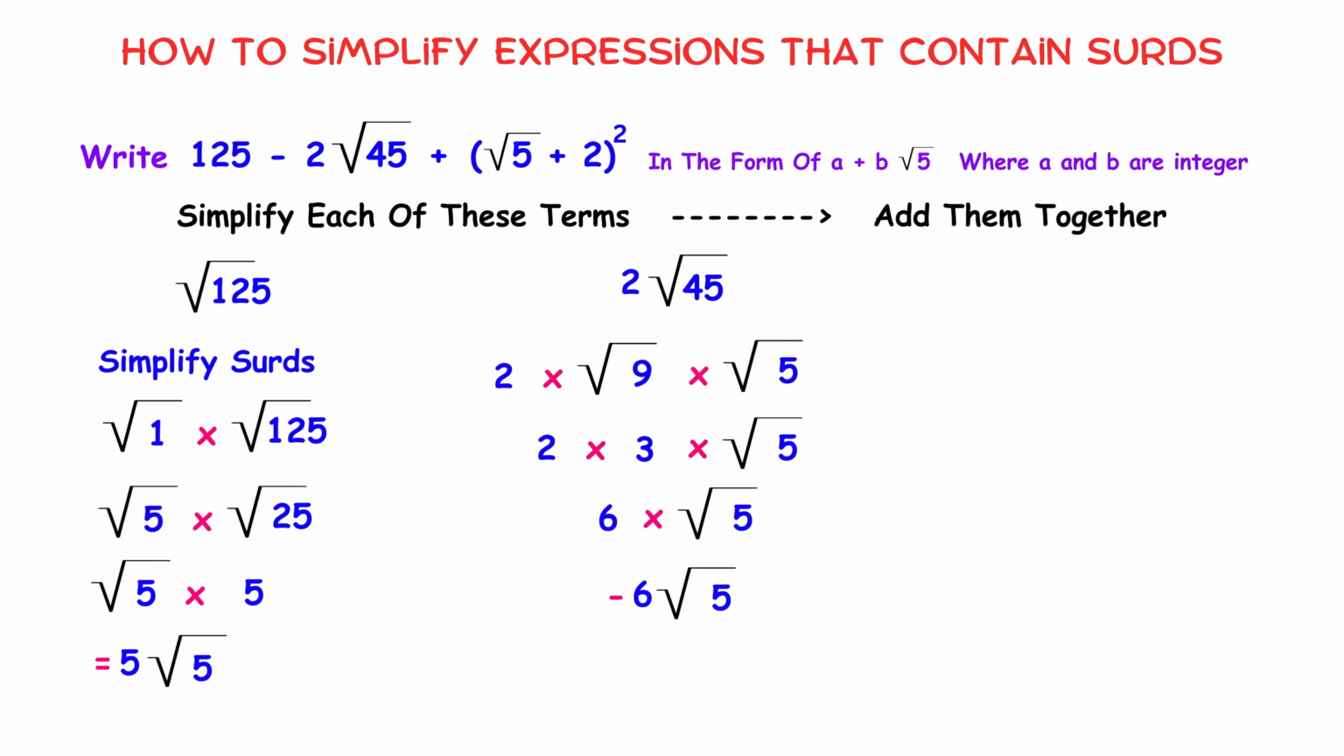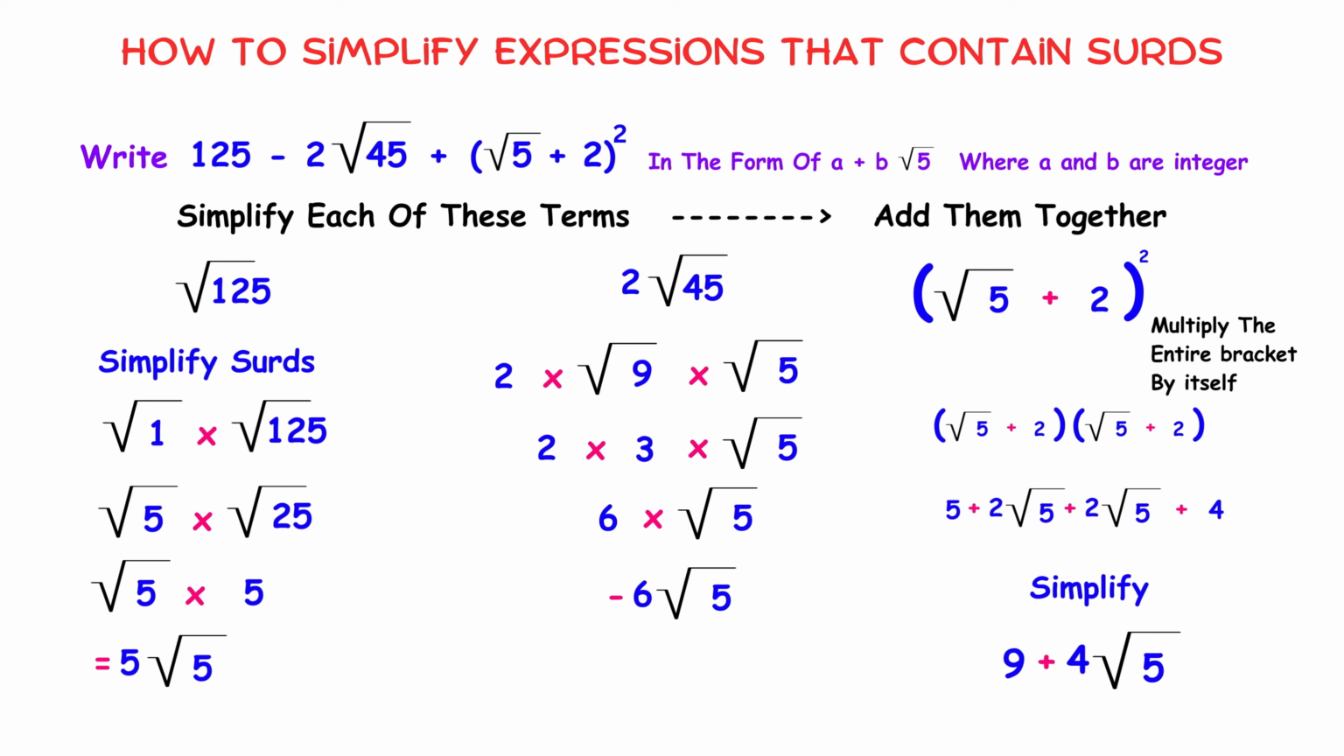The last term, root 5 plus 2 all squared, is a bit trickier because it requires you to know how to expand brackets. The first thing you need to know is that when brackets have a squared symbol like this, it means that you have to multiply the entire bracket by itself. So you want to write 2 of these brackets next to each other and then multiply everything in this first one by everything in this second one. So root 5 times root 5, which is 5, plus root 5 times 2, which is 2 root 5, plus 2 times root 5, which is 2 root 5 again, and finally 2 times 2, which is 4. If we simplify this, 5 plus 4 is 9, and 2 root 5 plus 2 root 5 is 4 root 5, so we end up with 9 plus 4 root 5.